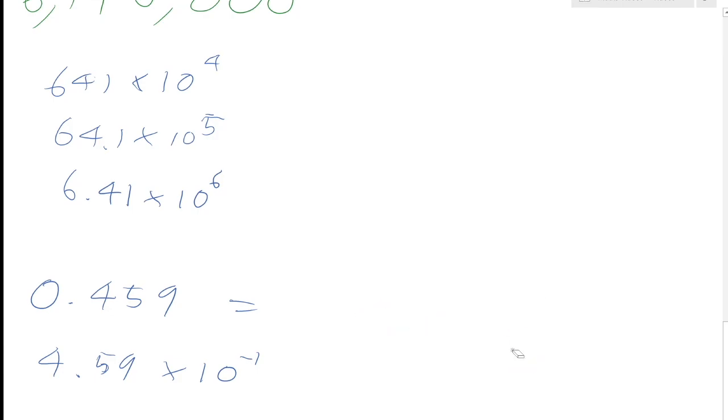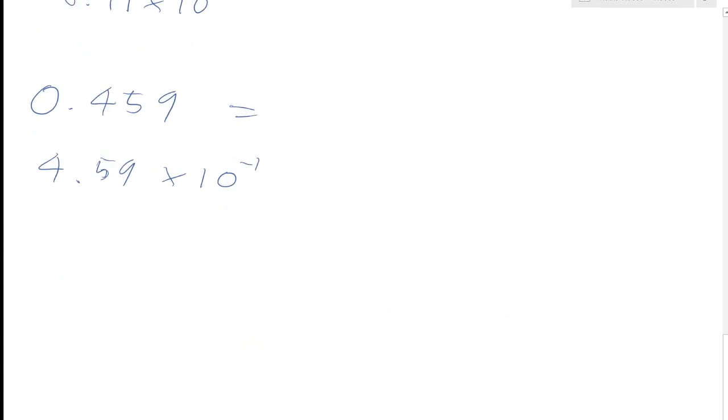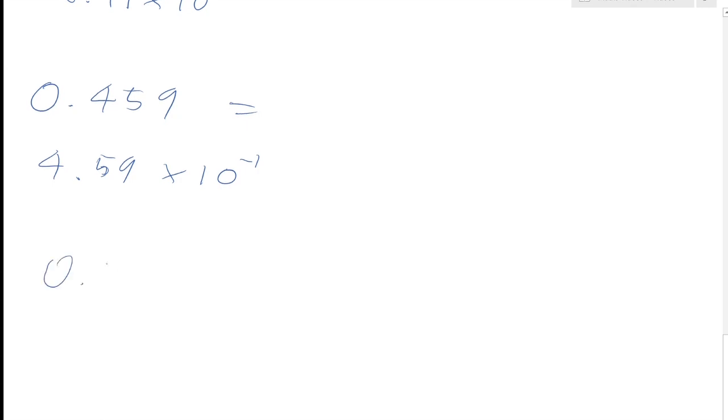So, and this works for any decimal. We could have 0.00000073. So we're going to have to multiply that by 10 to the 6, sorry, not by 6. It's 7.3 times 10 to the minus 6.